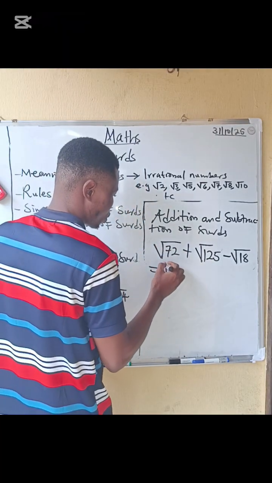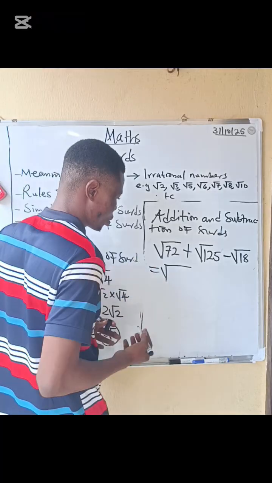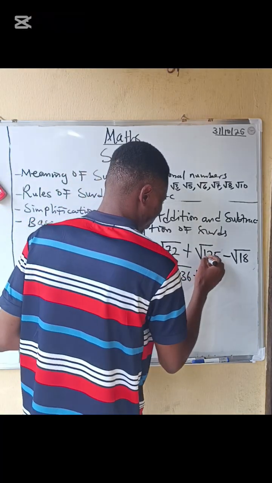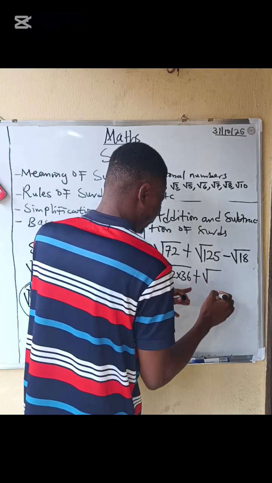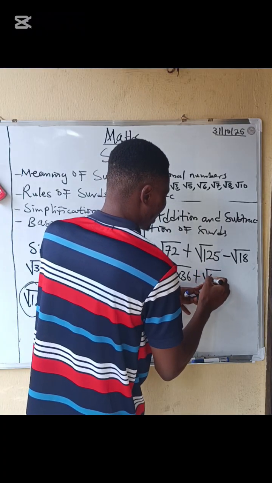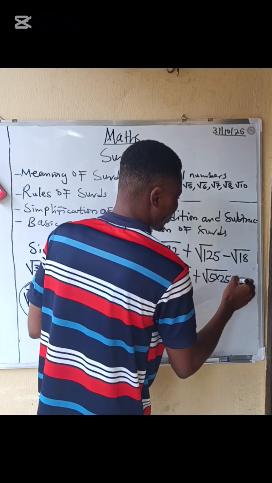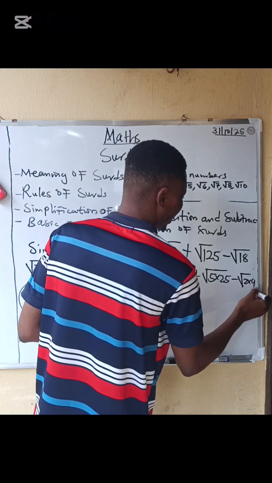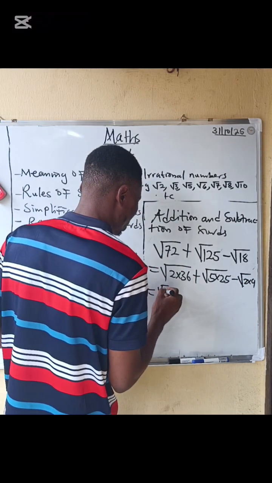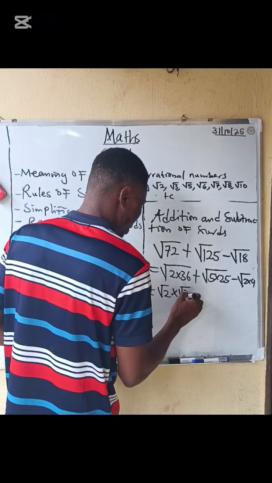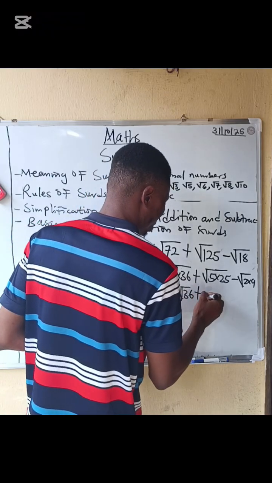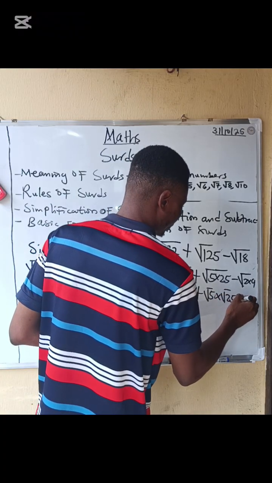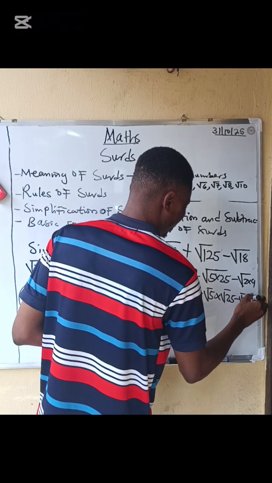Remember that here we can find two numbers and one of the numbers must be a perfect square, right? So this is going to be what? 2 times 36 plus this one is going to be what? 5 times 25 minus this one is going to be 2 times 9. All right, so we can split. We have root 2 times root 36 plus root 5 multiplied by root 25 minus root 2 multiplied by root 9.